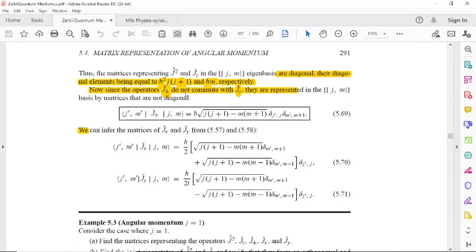Now since the operators j plus or minus do not commute with jz, they are represented in the set of jm basis by matrices that are not diagonal. The elements are <j'm'|j plus or minus|jm> equal to h cross square root of j into j plus 1 minus m into m plus or minus 1 delta j'j delta m' m plus or minus 1.